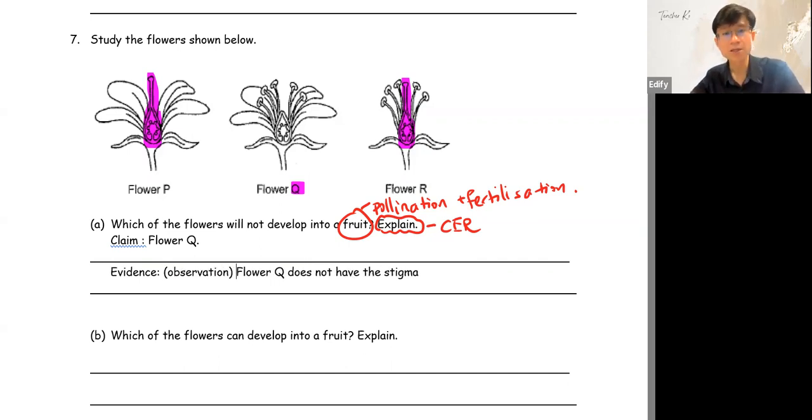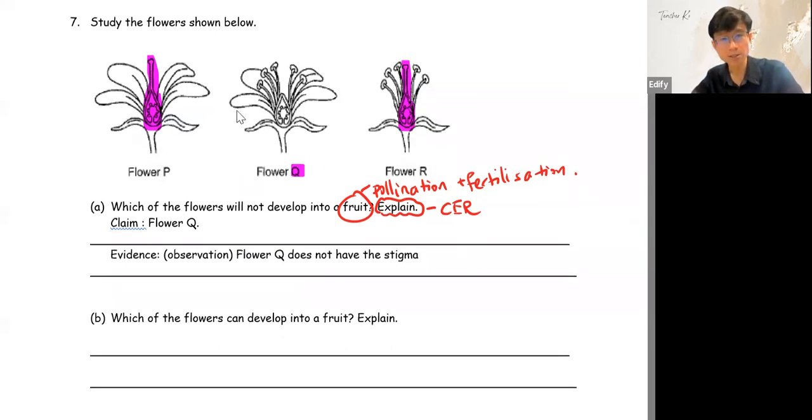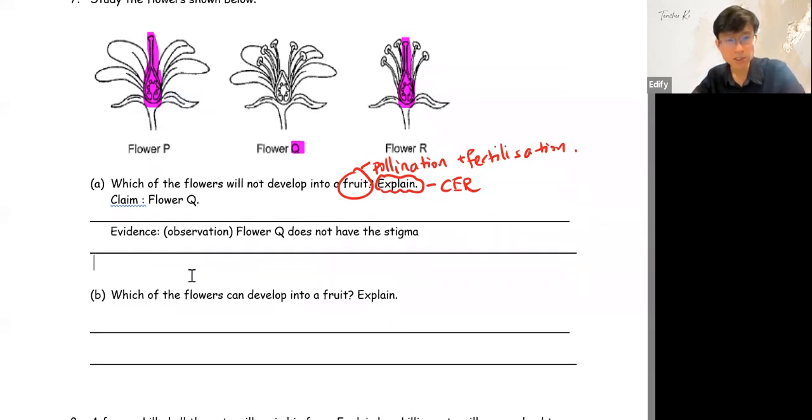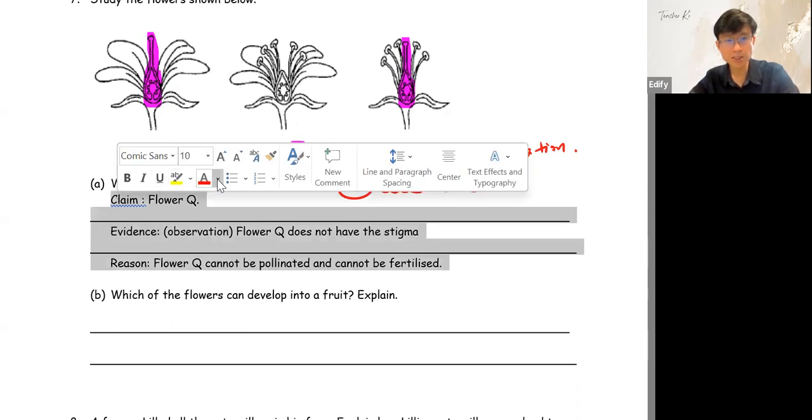And then you come to the R part. So what is the R? So if this is C, the E, so the reason. So no stigma. How does it not allow it to become a fruit? Because without a stigma, flower Q cannot be pollinated and fertilized. And therefore cannot be developed into a fruit. All right. So this is my answer.